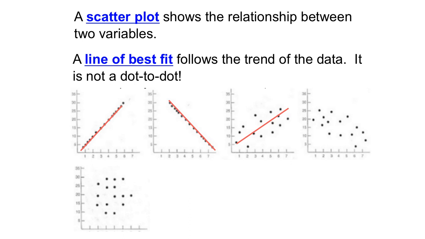If I look at the graph reading from left to right, it looks like the dots are decreasing. They're going downward. So my line of best fit would follow that trend, and it would fit the dots as best as I can get it. I want to have roughly the same number of dots on either side of that line. What about this scatter plot? Where would the line of best fit go? There's no clear trend here.